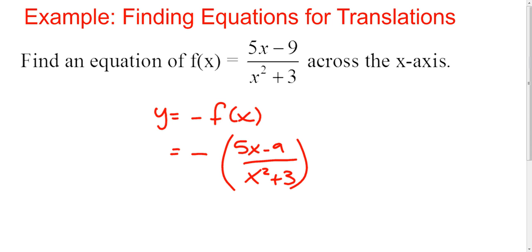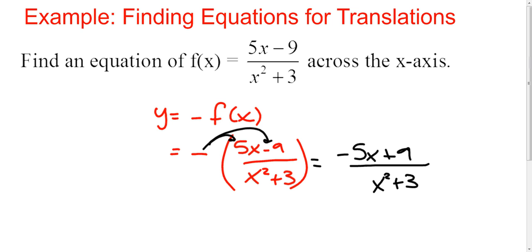Some people think in this case that you would distribute the negative to the top and to the bottom. If you distribute it to the top and the bottom, that's like having a negative over a negative, which turns positive, and that doesn't work. So just distribute it through the top, and it becomes negative 5x plus 9 over x squared plus 3. Or you might want to write it 9 minus 5x. It's the same thing if you have 9 minus 5x on the top, just so you know.